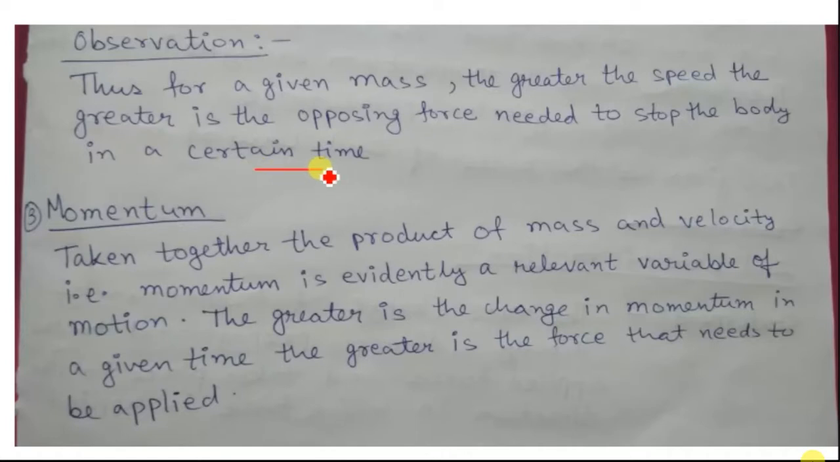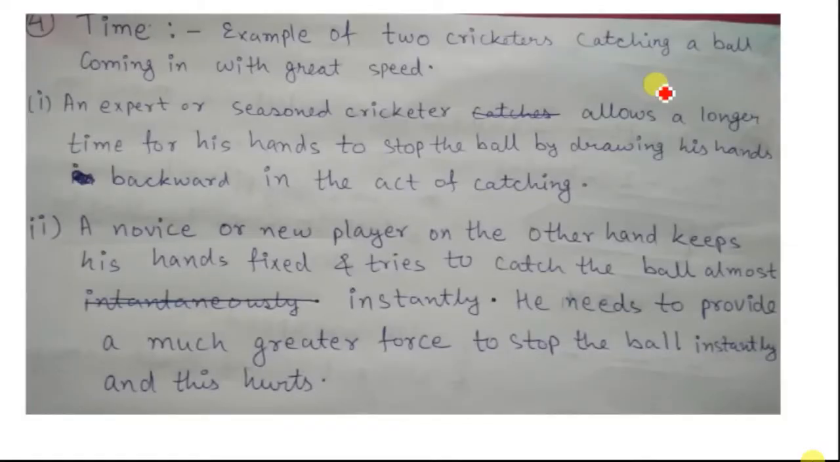So taken together, the product of mass and velocity, that is momentum, is evidently a relevant variable of motion. The greater is the change in momentum in a given time, the greater is the force that needs to be applied. Another important parameter is time.